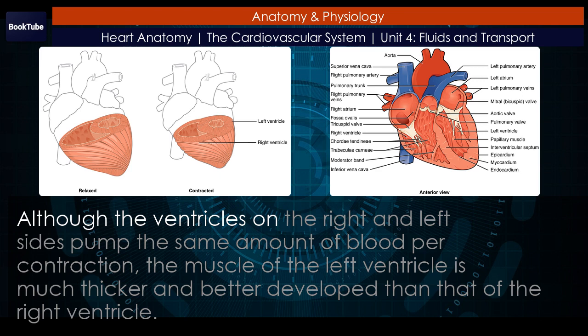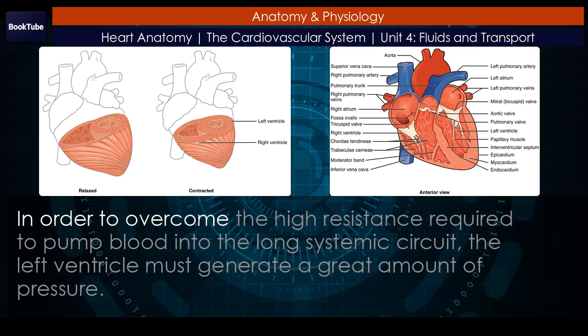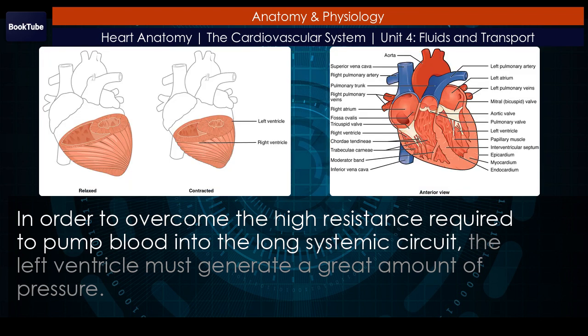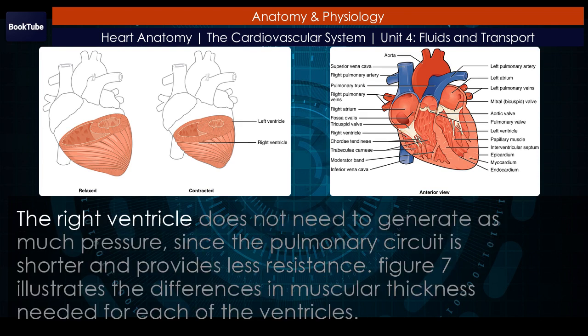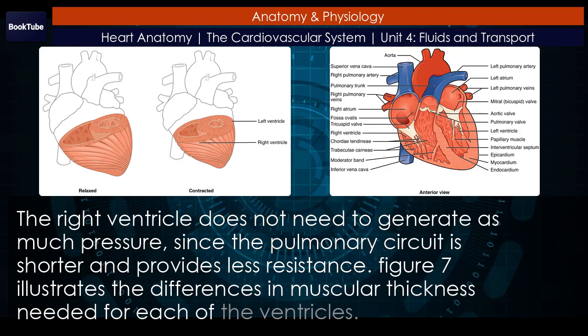Although the ventricles on the right and left sides pump the same amount of blood per contraction, the muscle of the left ventricle is much thicker and better developed than that of the right ventricle. In order to overcome the high resistance required to pump blood into the long systemic circuit, the left ventricle must generate a great amount of pressure. The right ventricle does not need to generate as much pressure, since the pulmonary circuit is shorter and provides less resistance. Figure 7 illustrates the differences in muscular thickness needed for each of the ventricles.